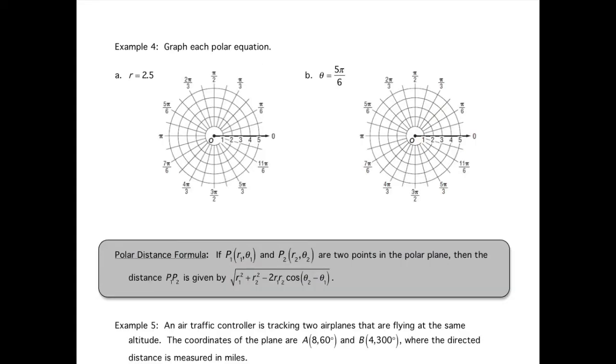All right, let's graph one of each of those kinds that I was just talking about. So my first one is r equals 2.5, so I'm going to come 2.5 out, and I'm going to graph all the points that are 2.5 points away from the origin.